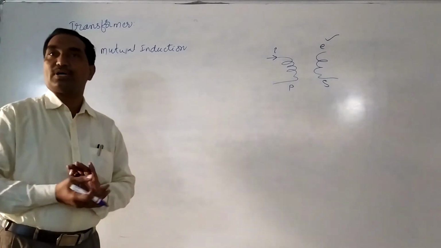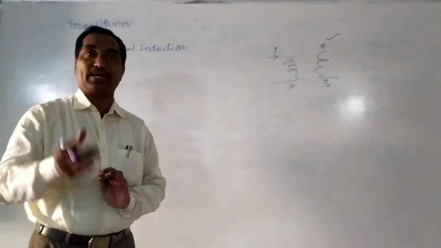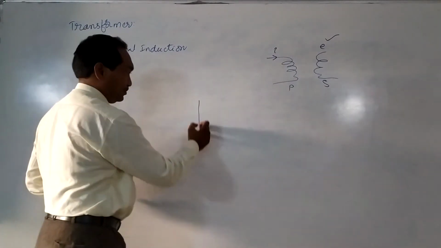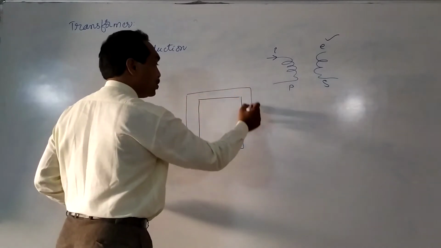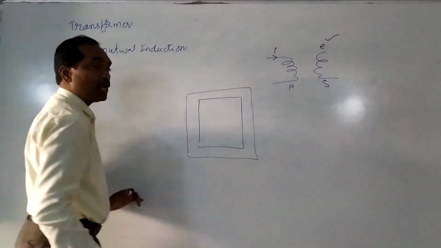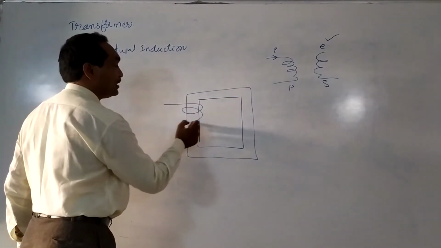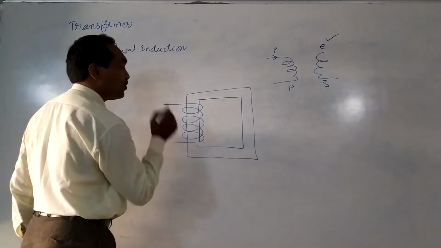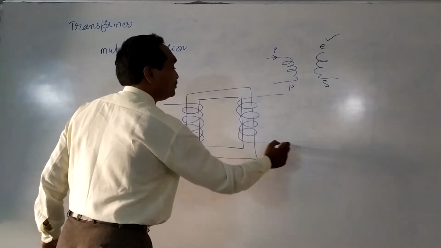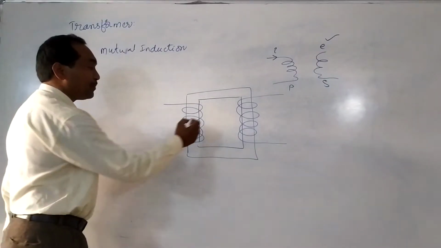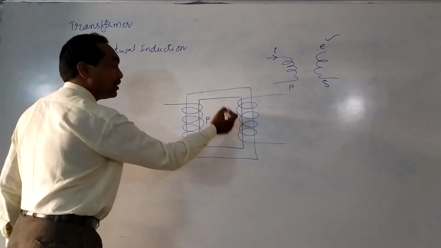Of course, you may observe a transformer in our radios also. There is a core. There are two coils wound on the core. This is one coil. This is one more coil. This is called the primary coil. This is called the secondary coil.